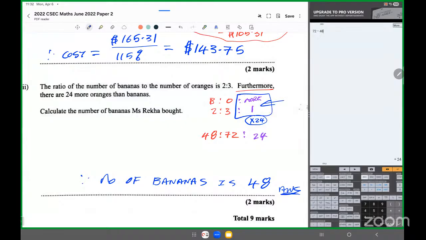Right? How much more oranges there were than bananas. Extend the ratio to show that. And then the answer works itself out. Nice and easy. Good with that?